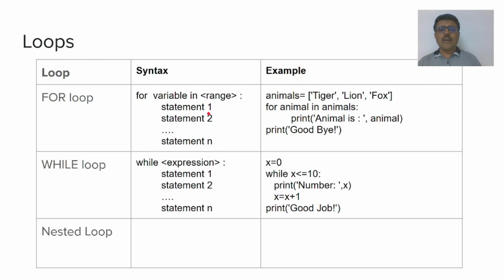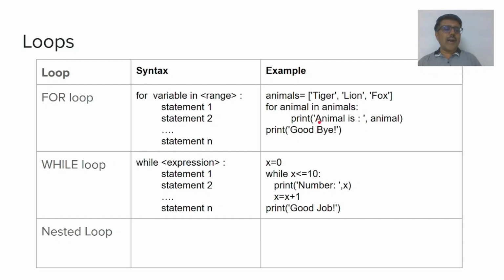A simple example: I have a list which is having animals: tiger, lion, fox. This animals is a variable here for the list. But for animal in animals, this animal is different from animals. This is a variable internally used in the for loop. Both are different, I just wanted to differentiate it, so I gave it in the singular form.